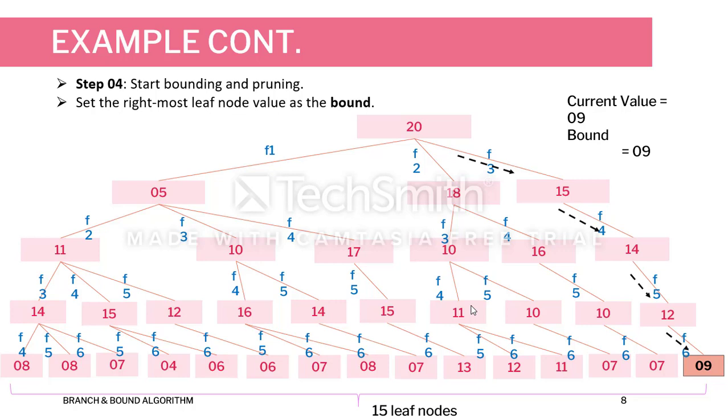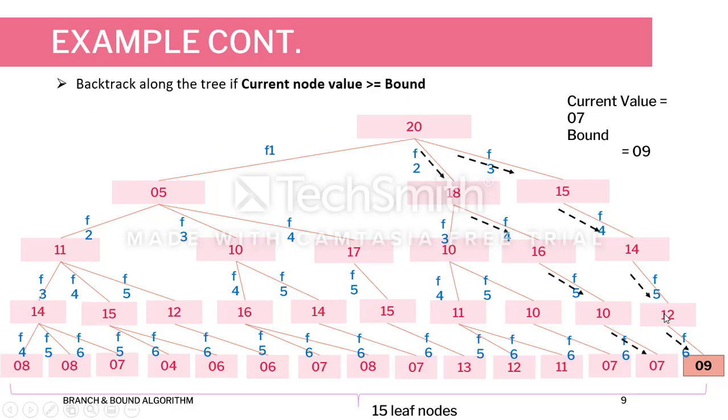Pruning is basically the process of removing the unnecessary leaf nodes. Then we have to start with the rightmost node. We have to set the rightmost leaf node value as the bound. So the rightmost leaf node value is 9. Therefore, our current bound value is 9.